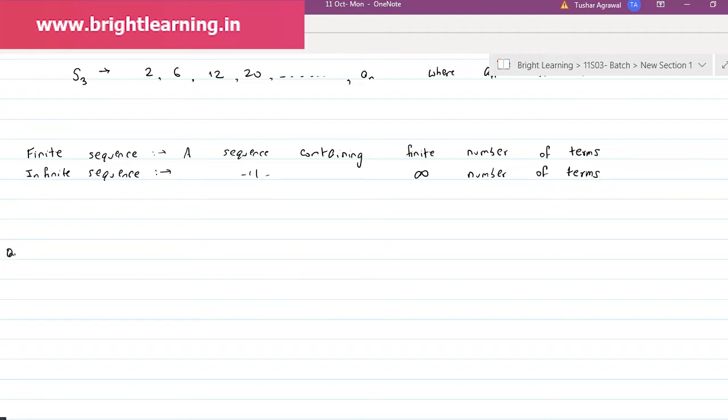So question number 1. In a sequence, an is given by 3n plus 5. Form the first 5 terms of the sequence.